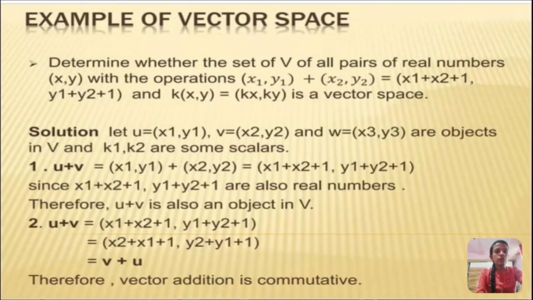This is the example of vector space. Question is, determine whether the set V of all pairs of real numbers (x, y) with the operations (x1, y1) plus (x2, y2) equals (x1 plus x2 plus 1, y1 plus y2 plus 1) and k(x, y) equals (kx, ky) is a vector space.